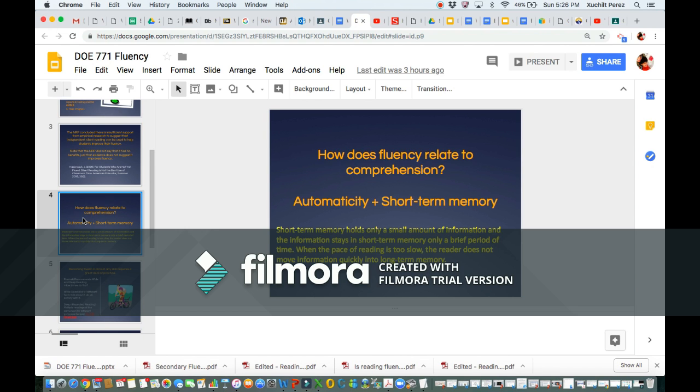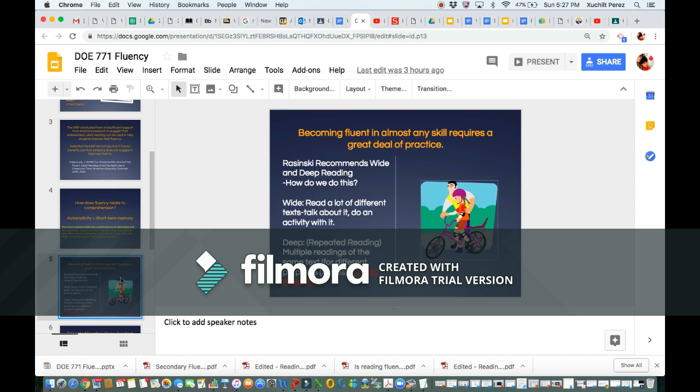So if you're sitting with a student whose reading is so laborious and whose reading takes so long and who's having such a difficult time decoding, or is a good decoder but is constantly getting tripped up on words, obviously their comprehension will suffer, because you only have so much short-term memory that you can hold, and if it's being taken up by very laborious reading, the comprehension will definitely suffer. So becoming fluent in almost any skill requires a great deal of practice, lots of practice.